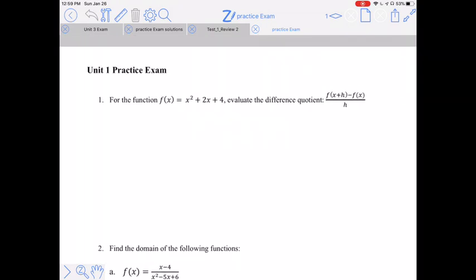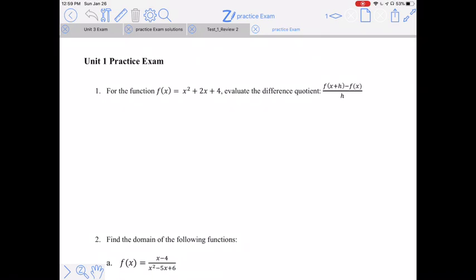All right, question 1 of the Unit 1 practice exam. This comes from section 2.1. It's evaluating the difference quotient of a function. Remember, the difference quotient really is just the slope of a straight line. That's all we're calculating here.